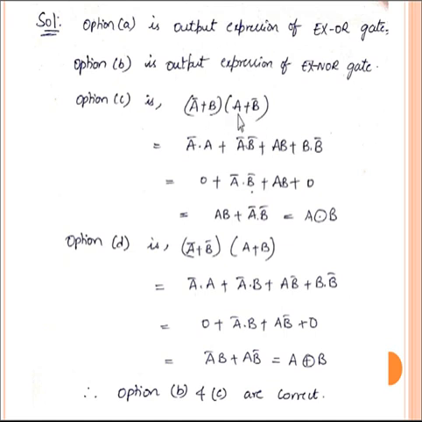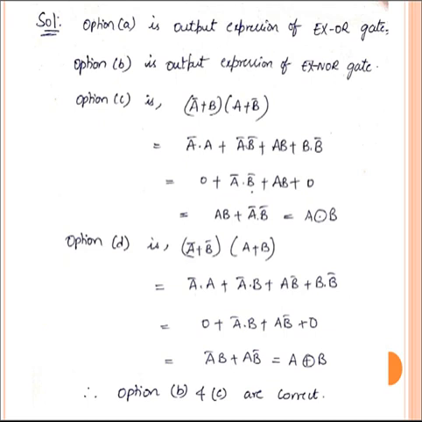Now simplify this equation and find out what the final expression is. If you multiply these two terms, that is A bar into A plus A bar into B bar plus B into A plus B into B bar, we know the relation that x into x bar is 0. Similarly, A into A bar is 0. So that is 0 plus A bar B bar plus AB plus 0. So the final expression is AB plus A bar B bar, which is equal to the output expression of an XNOR gate. So it is A XNOR B.